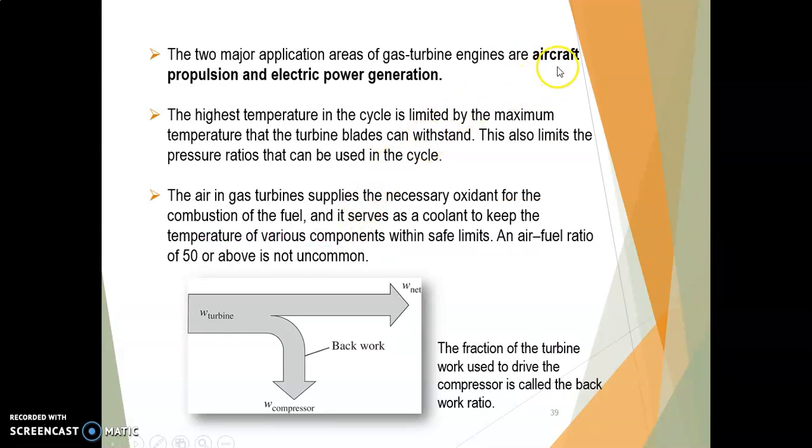Usually the applications of the Brayton cycle are aircraft and electrical power generation. As I mentioned earlier, the maximum temperature is usually temperature number 3, at the turbine blade. Then there are limits on the pressure ratio that can be used in the cycle. Also, this will help you with the internal combustion engine in year 4: the air-fuel ratio for this will be 50 or above, which is uncommon.